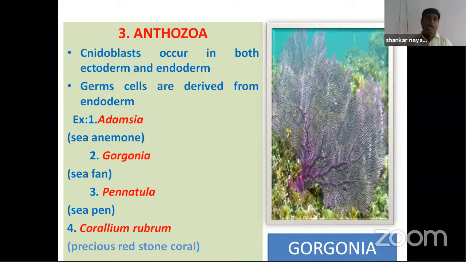So try to remember. Adamsia's common name is sea anemone, Gorgonia's common name is sea fan, Pennatula's common name is sea pen, Corallium rubrum's common name is precious red coral. Okay, so this is about Anthozoa. This coral is very important, Corallium rubrum, the precious red coral. Okay, this is about Anthozoa.